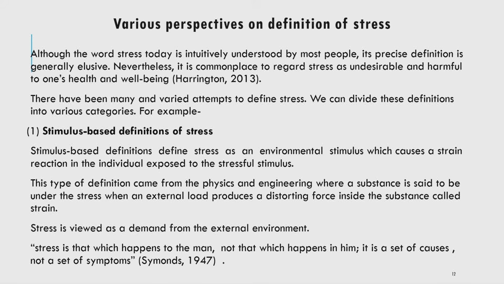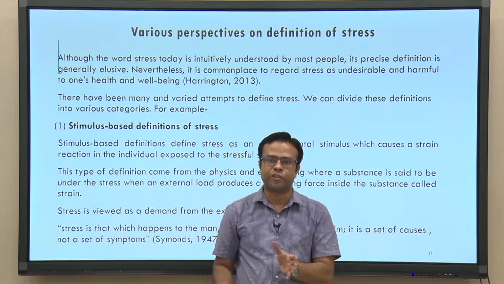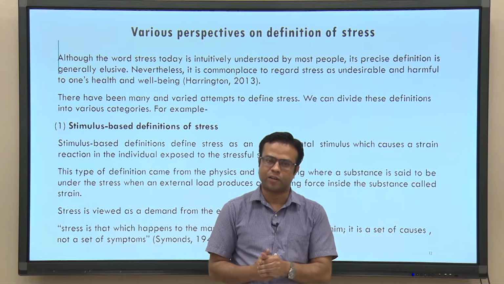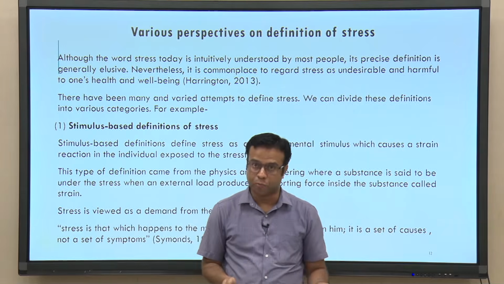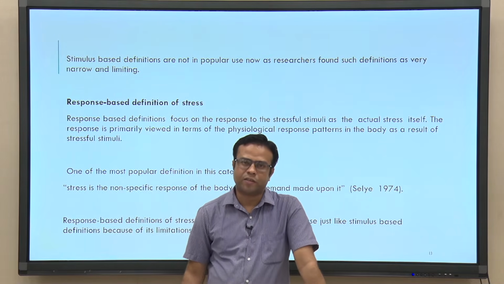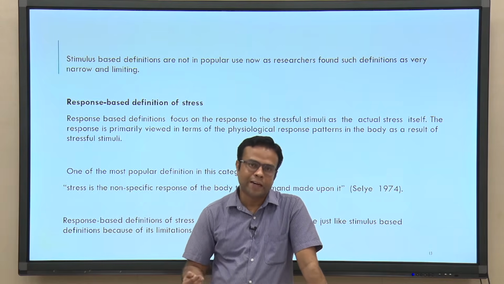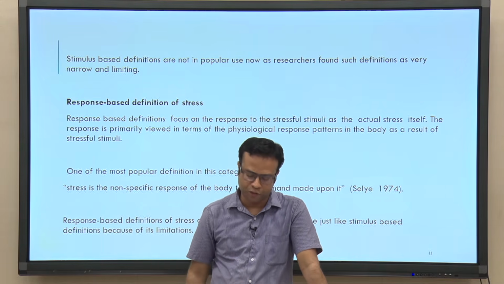One such definition was given by Simmons in 1947. He defined stress as that which happens to the man, not that which happens in him. It is a set of causes and not a set of symptoms. This was mostly at the initial phase of research, and such definitions were popular primarily because they were borrowed from physics and engineering. However, such definitions are no longer popular, primarily because they are very narrow and limiting. We will see why in the other categories of definitions.